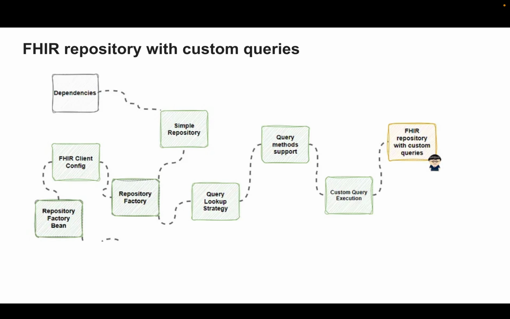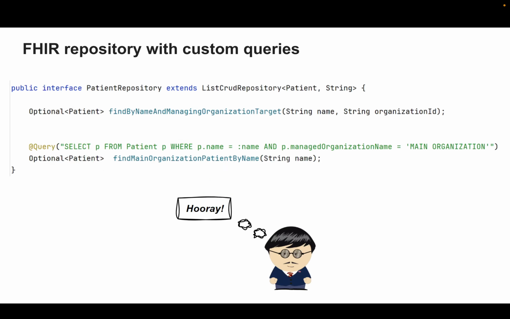That's actually it, what we wanted to implement in our Spring Data FHIR implementation. Now our repositories provide full CRUD operations on any entity. We can create query methods. We can create native SQL-like queries that will be parsed and executed by the FHIR client.